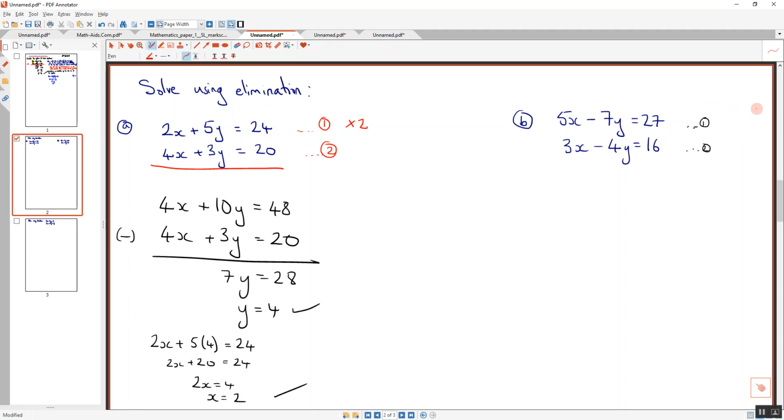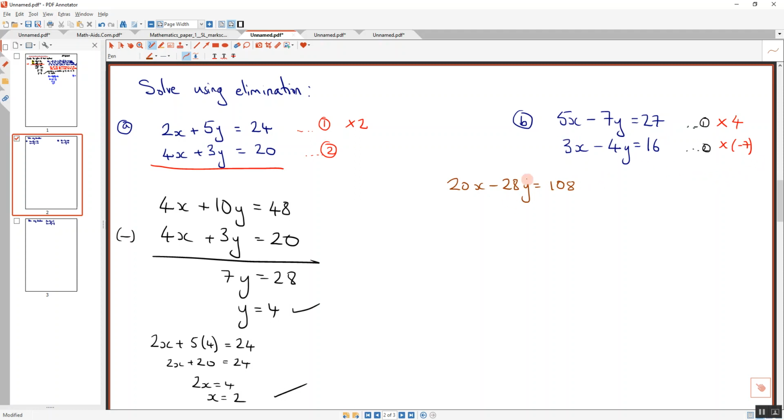Let's do it like this, okay? Now, I don't mind whichever way you do it, but I'm going to multiply this one by 4, and I'm going to multiply this one by -7. Okay, and if you didn't do it like this, it is absolutely fine. I want to do it like this just to show that it doesn't matter how you do it, okay? Now, working through like this, let's multiply the top one by 4. Tell me what we get. 20x, yep. -28y equals 108. Thank you, Brandon. Right, settle down.